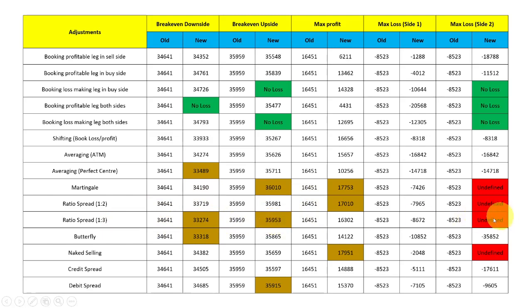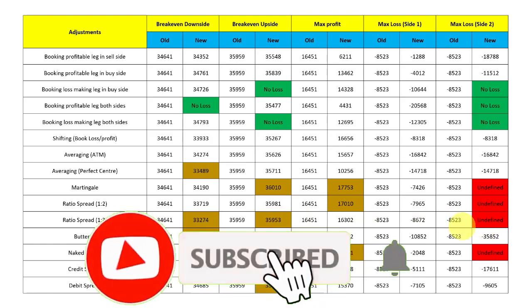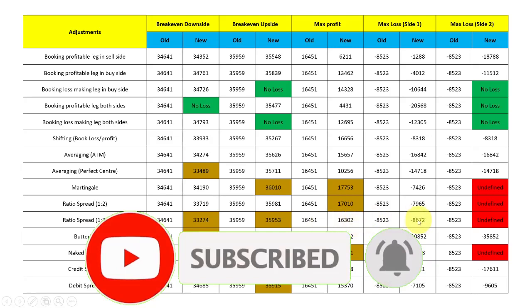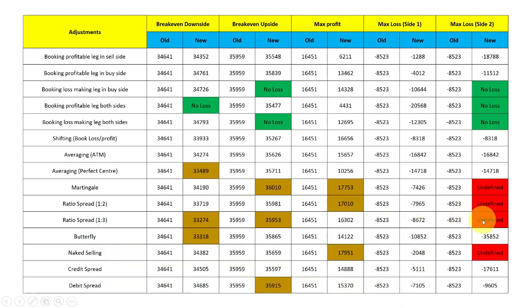But the problem is that it has undefined risk on the upside, so we have to be careful about that. You can see that max profit is almost the same and max loss on one side is almost the same, but this is a little more difficult. And max profit is higher in martingale, again ratio spread, and naked selling.